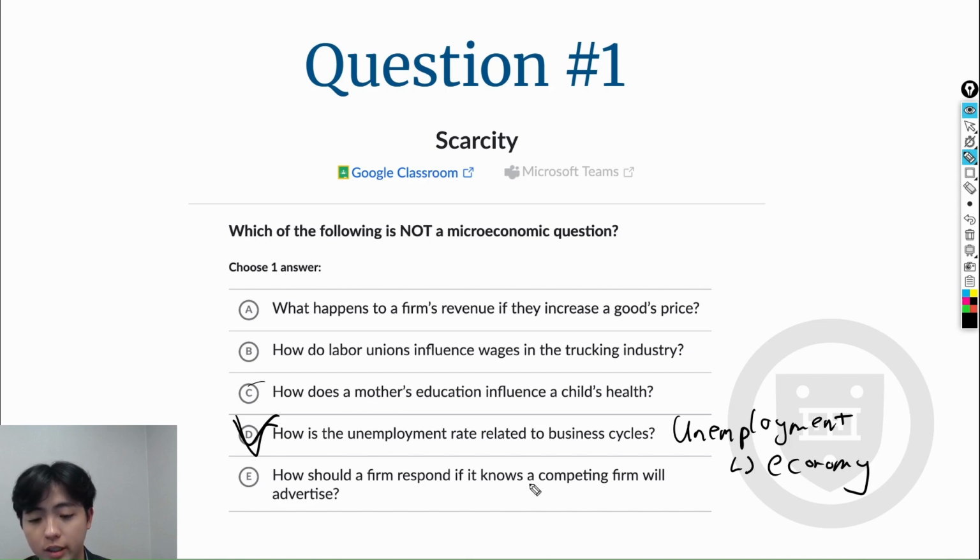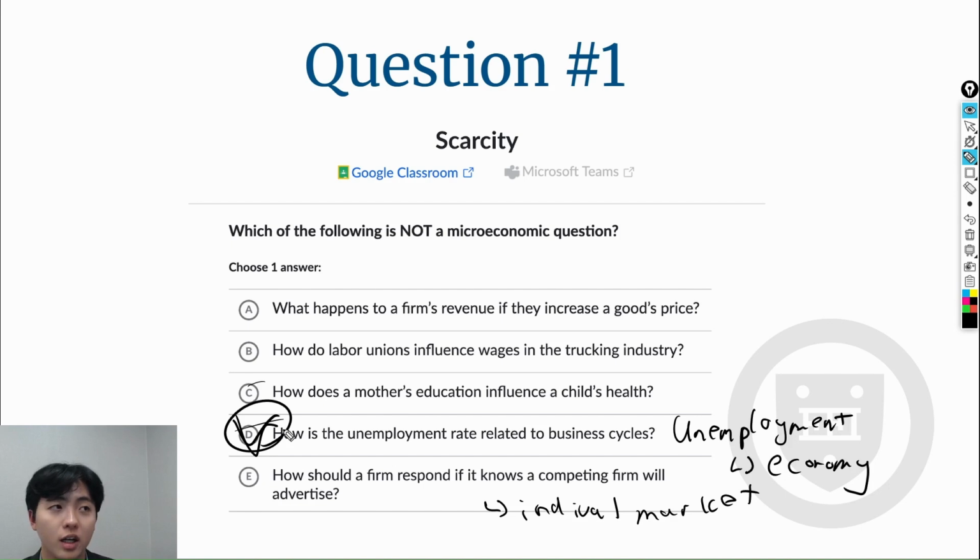How should a firm respond if it knows a competing firm will advertise? It's about a firm's strategy and competition. Again, it is about the individual market. So D is your correct answer.